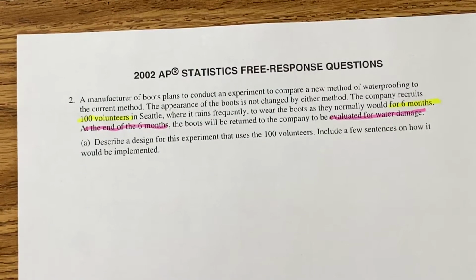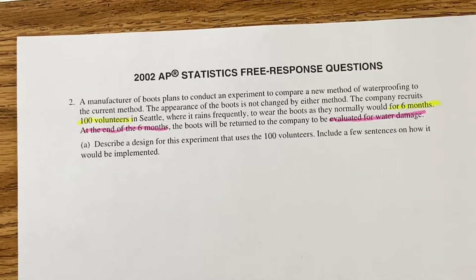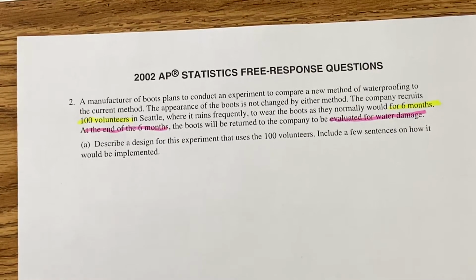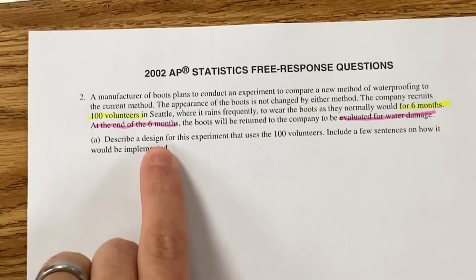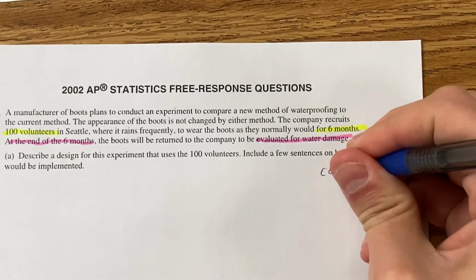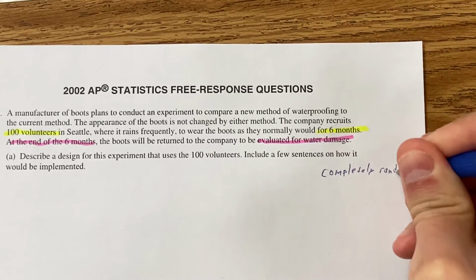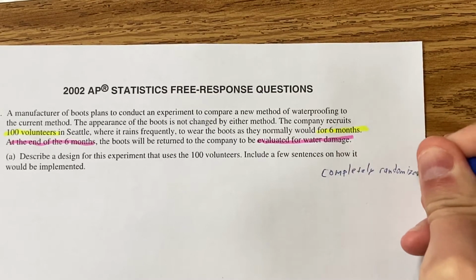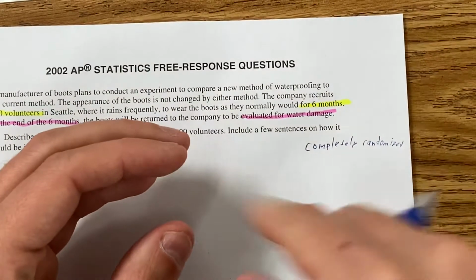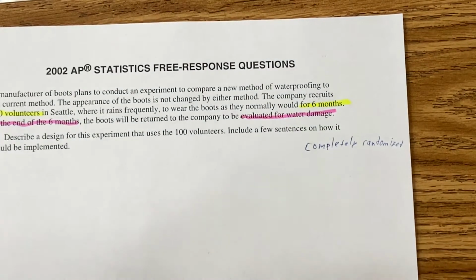Describe a design for this experiment that uses the 100 volunteers. Include a few sentences on how it will be implemented. Okay. So when it comes to designs, there were 3 types of designs we dealt with. There was the completely randomized, which was the first one we talked about. Completely randomized just means you have the 100 people and you completely randomly put them into whether they're getting the special boots or the old boots.